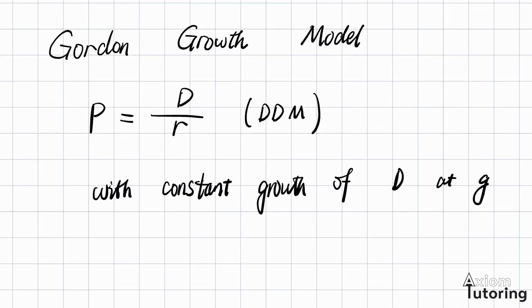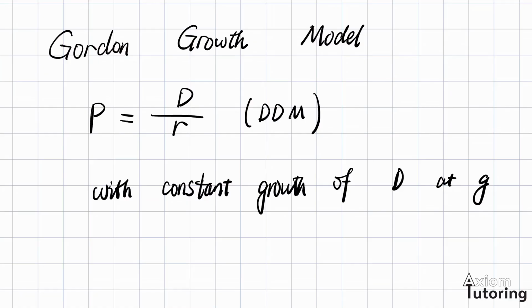Hi, in this video, we're going to take a look at the Gordon growth model. From the previous video, we have discussed the dividend discount model, or DDM, which states that the value of a stock, or the price of a stock, is almost entirely dependent on its future dividend. We just need to discount the dividend at the appropriate discount rate, which is the expected return on the stock, or the cost of capital, or the required return on the capital.